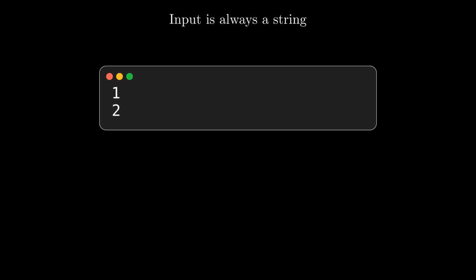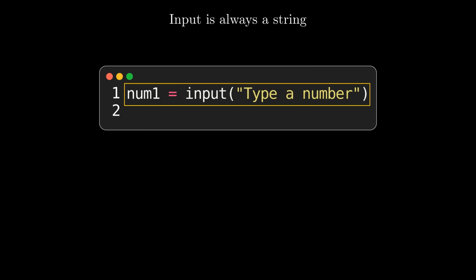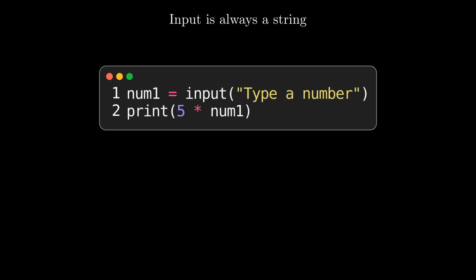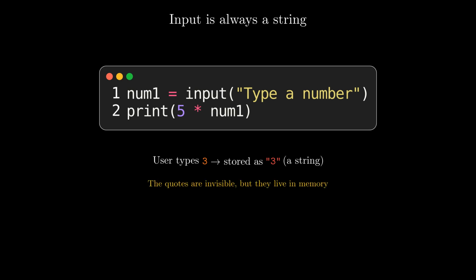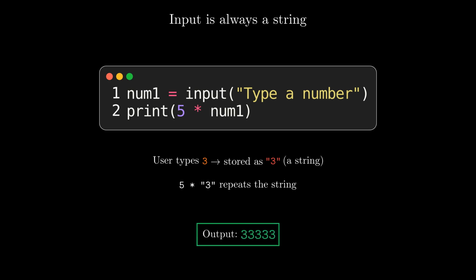This string behavior matters even when you ask for a number. Here, num1 is set to input with the prompt "type a number", and then we print 5 times num1. If the user types 3, Python stores the string 3, not the integer 3. The quotes are invisible at the keyboard, but they're there in memory. Multiplying a string by 5 repeats it. So the output is 33333, the digit repeated 5 times.